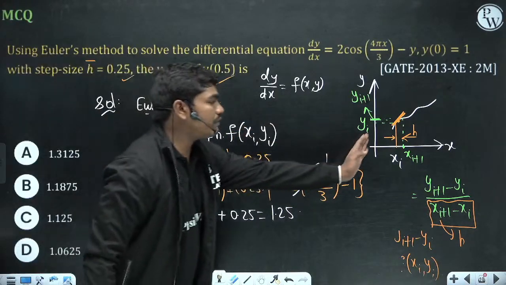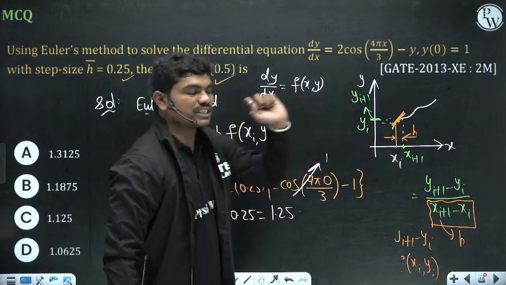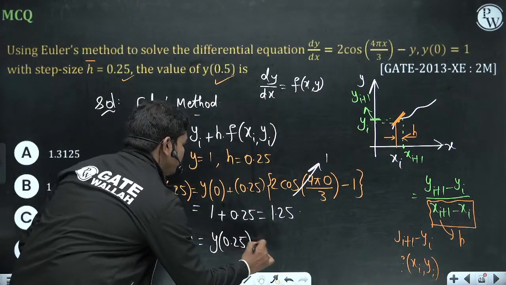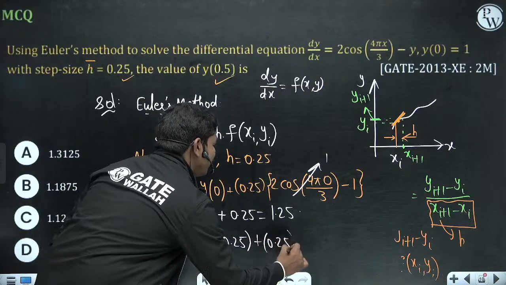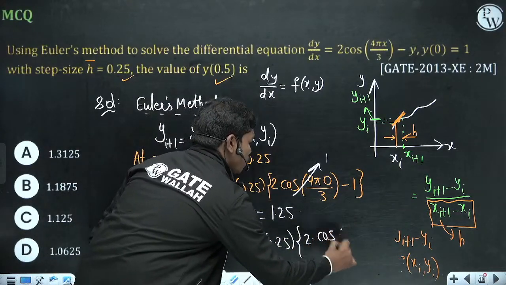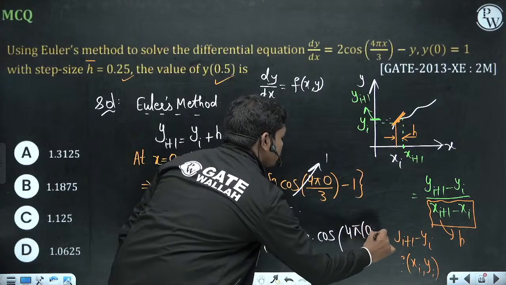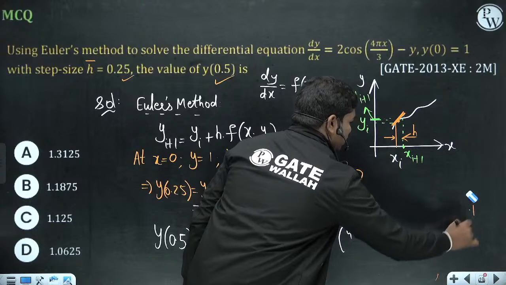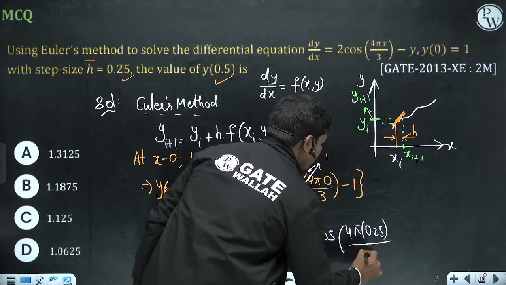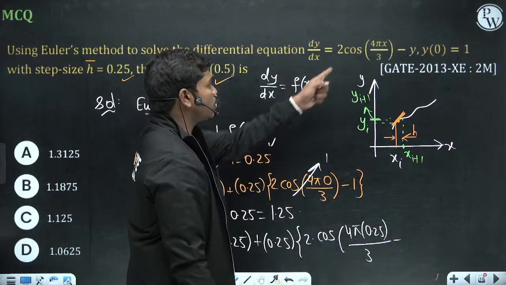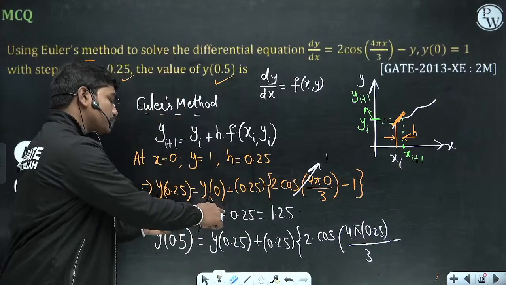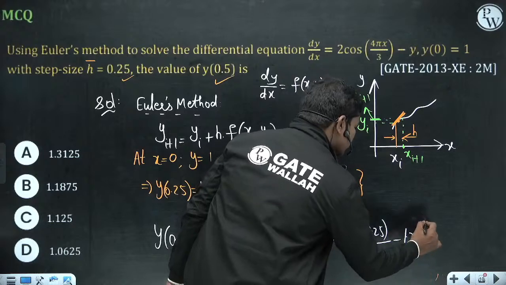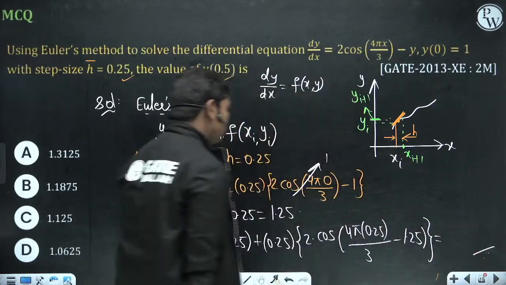Then the next step is 0.5, because step size is 0.25. So from 0 we went to 0.25, from 0.25 we'll go to 0.5. So y of 0.5 is equal to y of 0.25 plus step size 0.25 into 2 times cos 4 pi x by 3 minus yi. So what is yi actually? y of 0.25 is 1.25. So this is 1.25. We have to calculate this value with a calculator. So let us see, this is the value of y of 0.5.